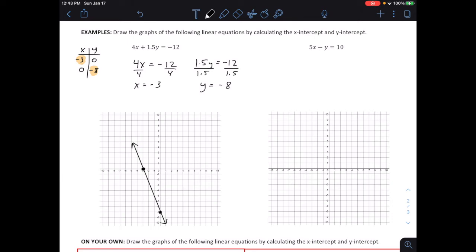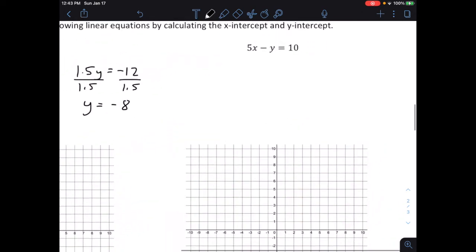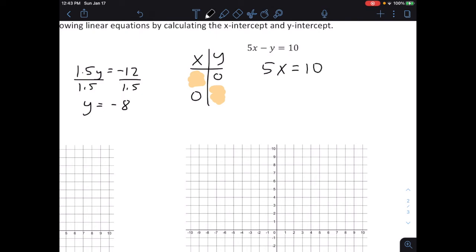Okay, so this one now throws a little bit of a trick at us, but nothing too terrible. But again, let's just make this table. So I put a 0 and I put a 0. I'm looking for this, I'm looking for that. And so for the first one, the y is 0, so the y term goes away. So we have 5x equals 10. And I solve for that. I divide by 5. I get x is equal to 2.